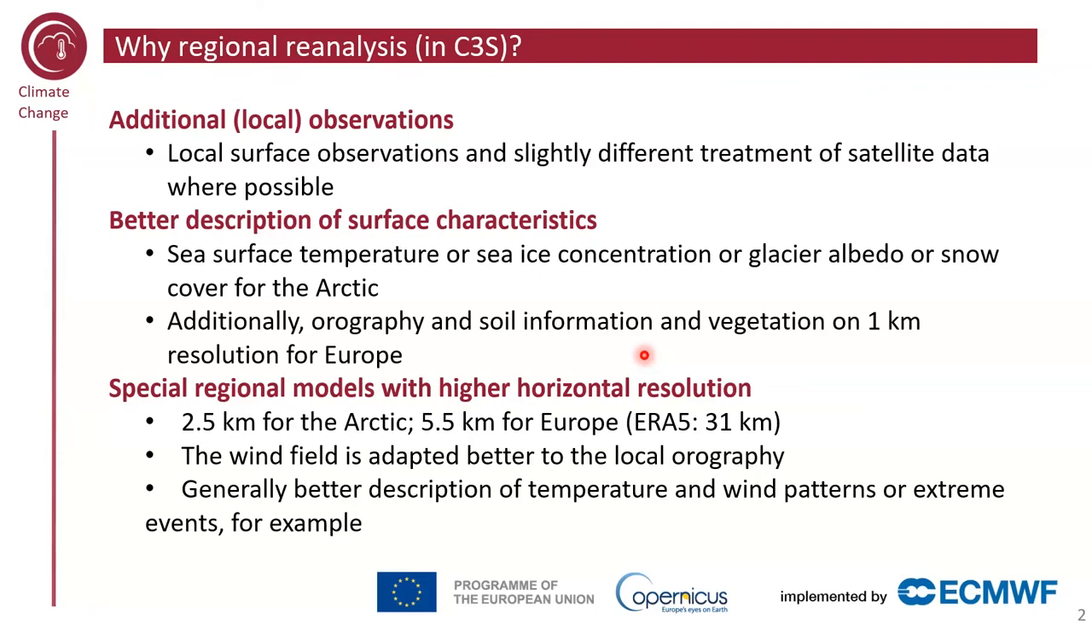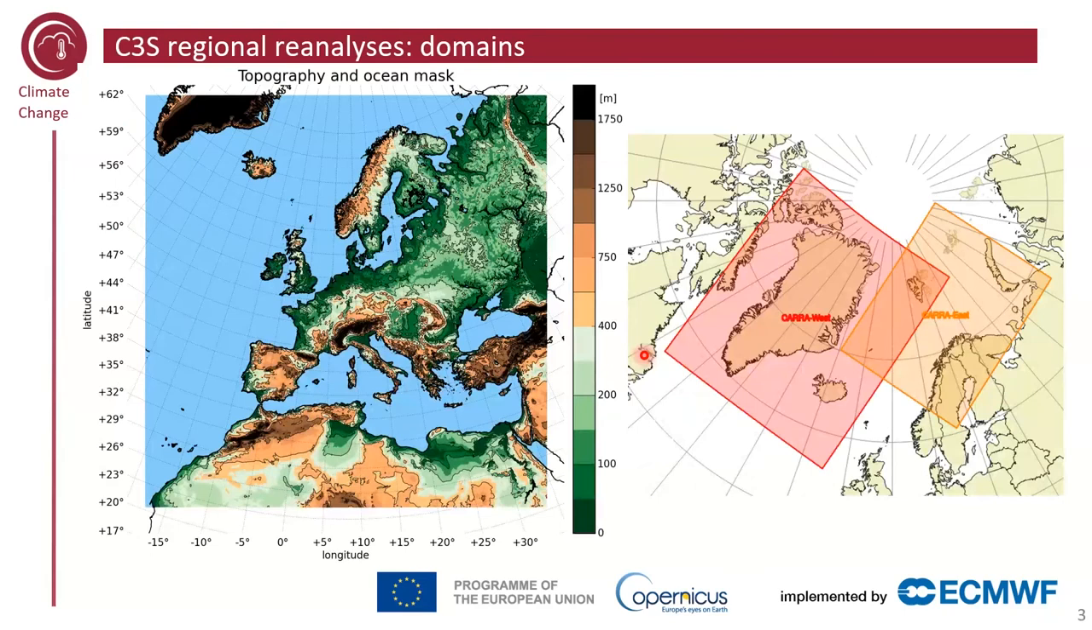Of course, these models are the ones used for numerical weather prediction in these regions, and they were tuned and adapted to represent the features over the local orography better. These are the 2 domains for which we created reanalysis. As you can see, the topography and the land-sea mask are clearly represented here. On the right hand side, the 2 regions describe the 2 areas over the Arctic where the work took place.